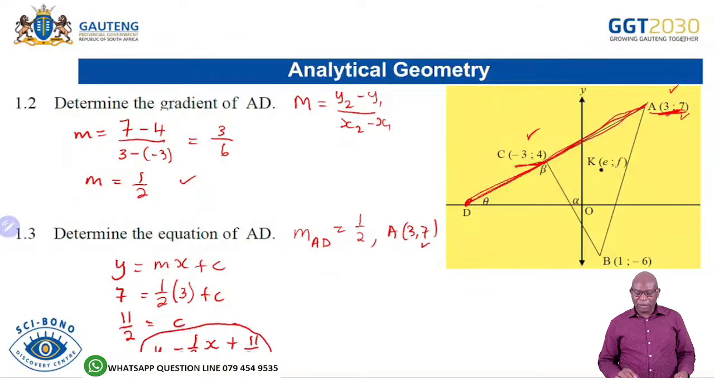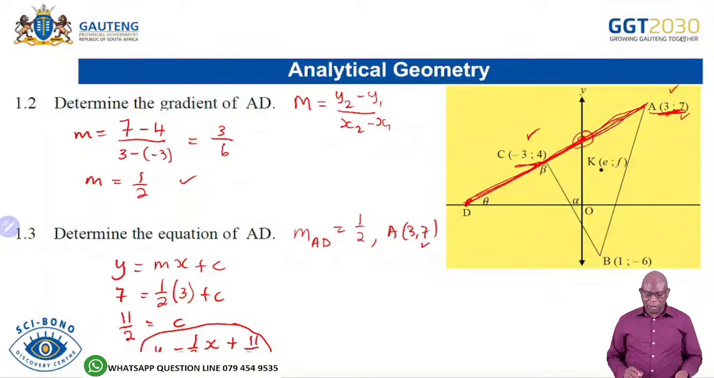How do I know I'm correct? The gradient is a positive gradient. I know that I'm correct. 11 over 2 might be somewhere there, so it's a positive value, so it can also be there. So you can check your answers immediately by looking at the sketch that has been given.